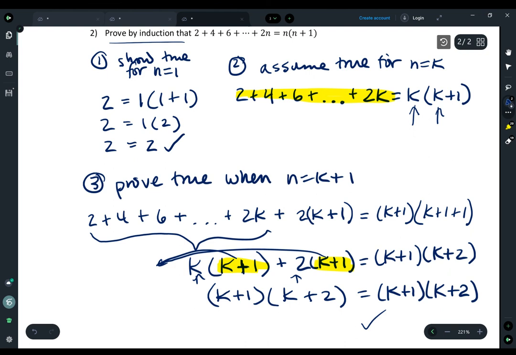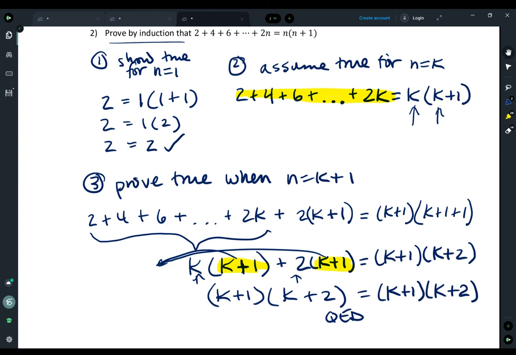Check, it's done. Or you could write, of course, our fancy Latin phrase. You should definitely look that up. I don't remember what it stands for, but I know it's Latin for I've proved it.